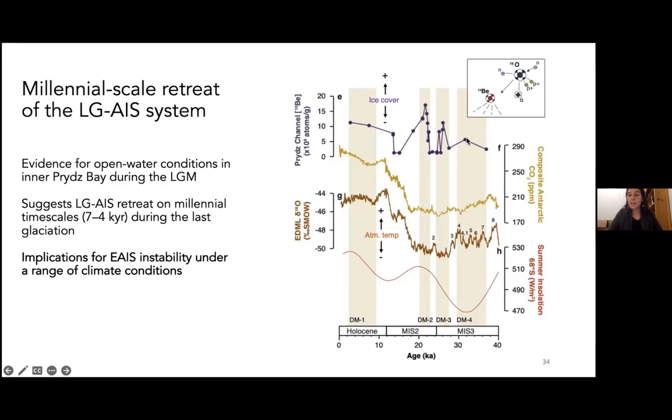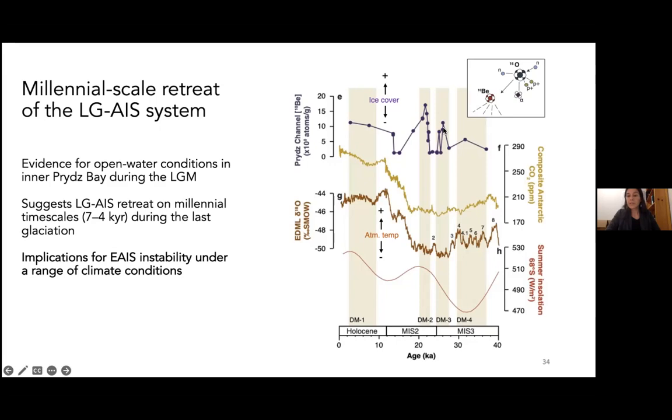So these highs indicate an open ocean environment, which we're interpreting as a step back of the Lambert Glacier system. You can see that they're spaced about 4,000 to 7,000 years apart. And although it doesn't exactly coincide with these millennial scale temperature variations that are observed in the ice core record, you can see that they're occurring at around the same time.